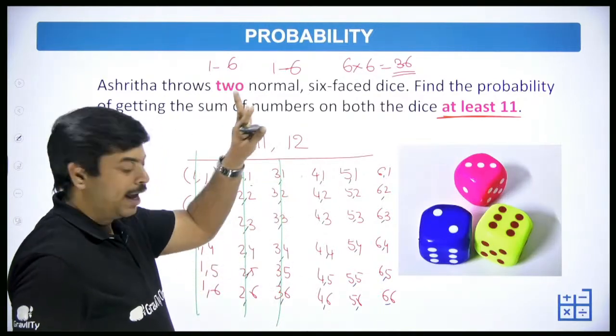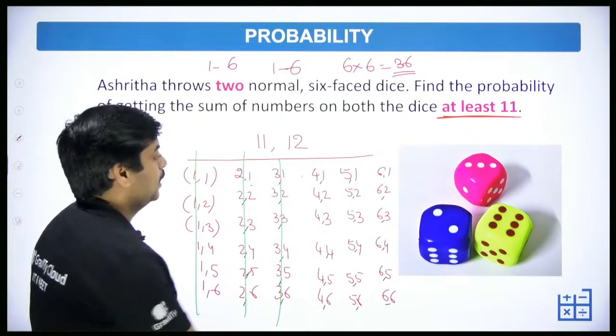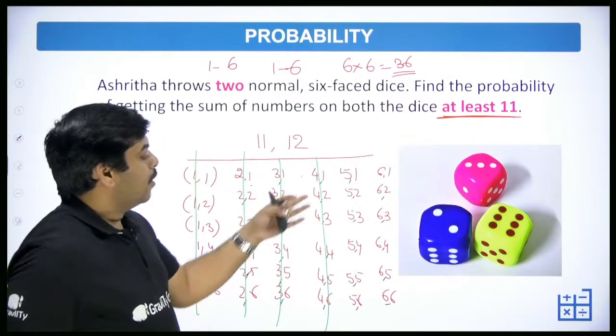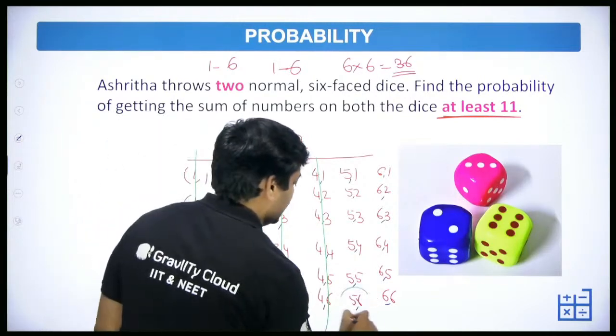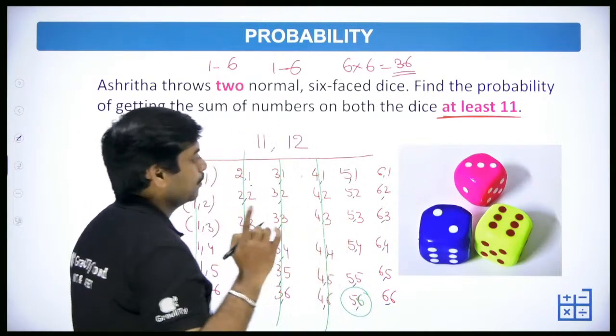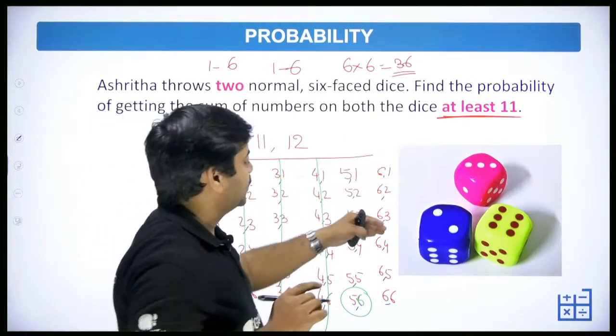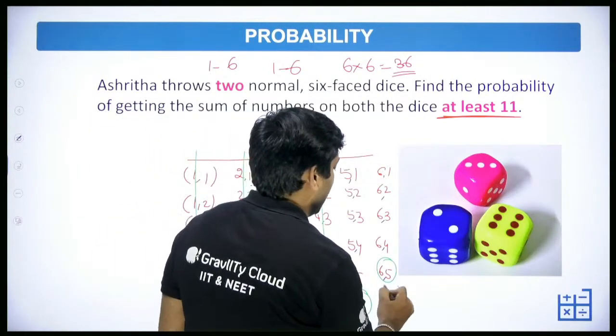4 plus 1 is 5, 4 plus 6 is 10, still we didn't reach 11. So 5 plus 5 is 10, 5 plus 6 is 11, okay. So 5, 6 is one option. 6, 1, 6, 2, 6, 3, 6, 4, 6, 5, 6, 5 is 11 and 6, 6 is 12.